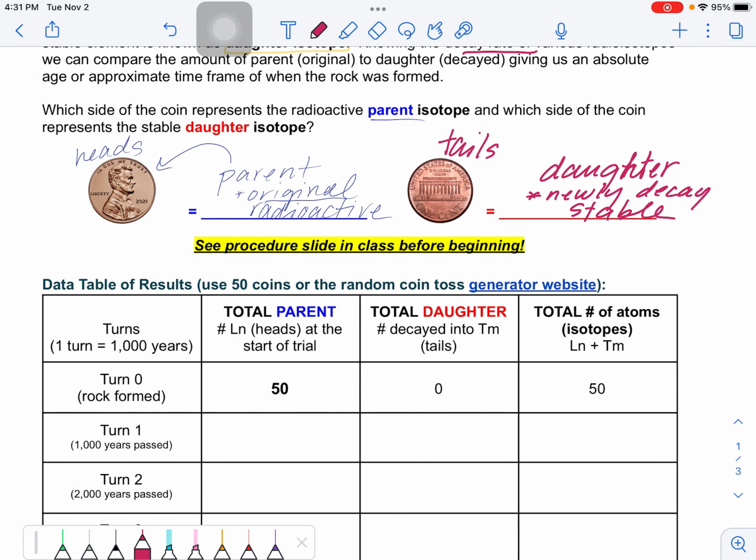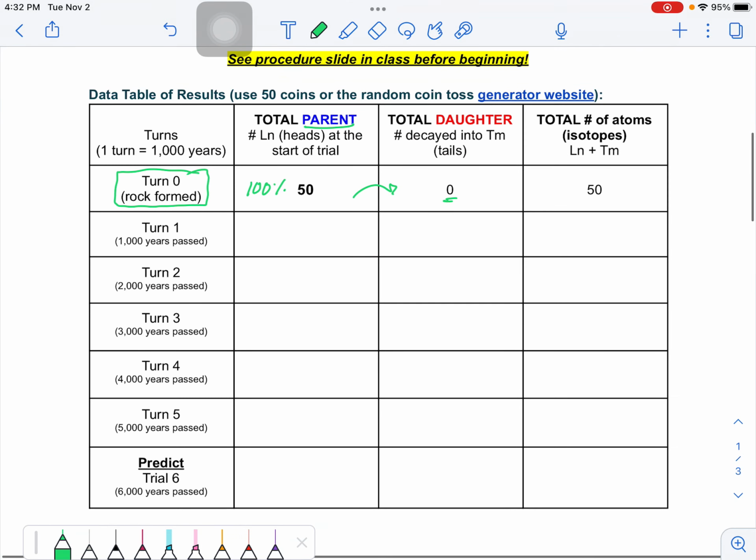So when we have a rock that's formed, so initial time 0, when that rock is formed, 100% of the material that it's made of is this parent material, the original radioactive substance. Over time, that substance decays into the daughter material, but in the very beginning, there isn't any of that. So as we work our data set here, we're going to see the total parent decrease and go down, and our total daughter will increase over time, all the while not changing total at all.